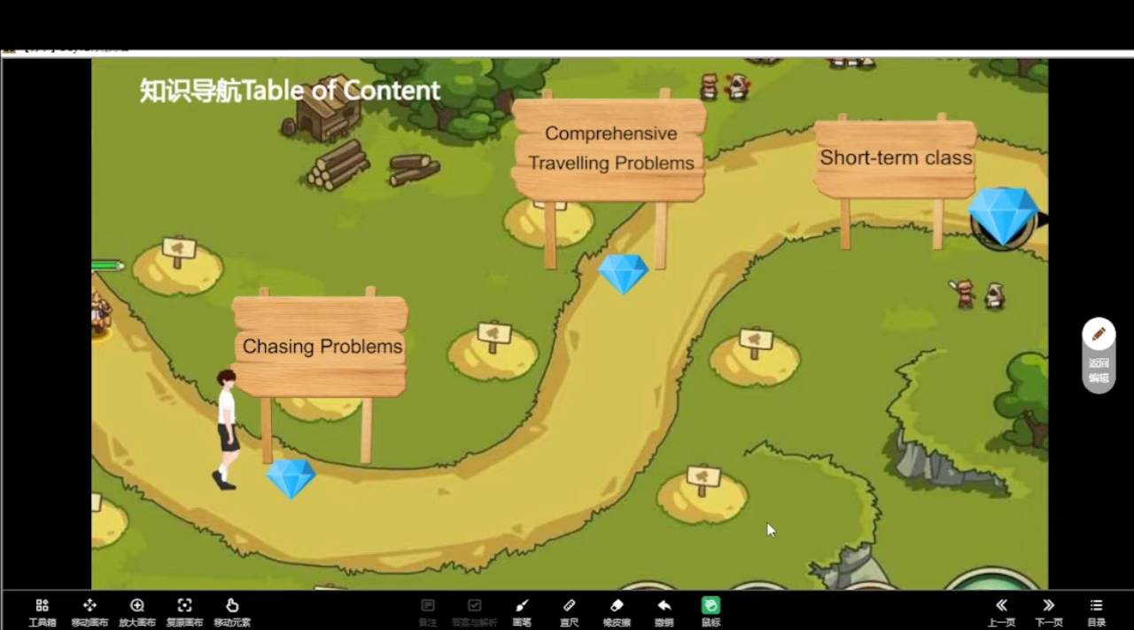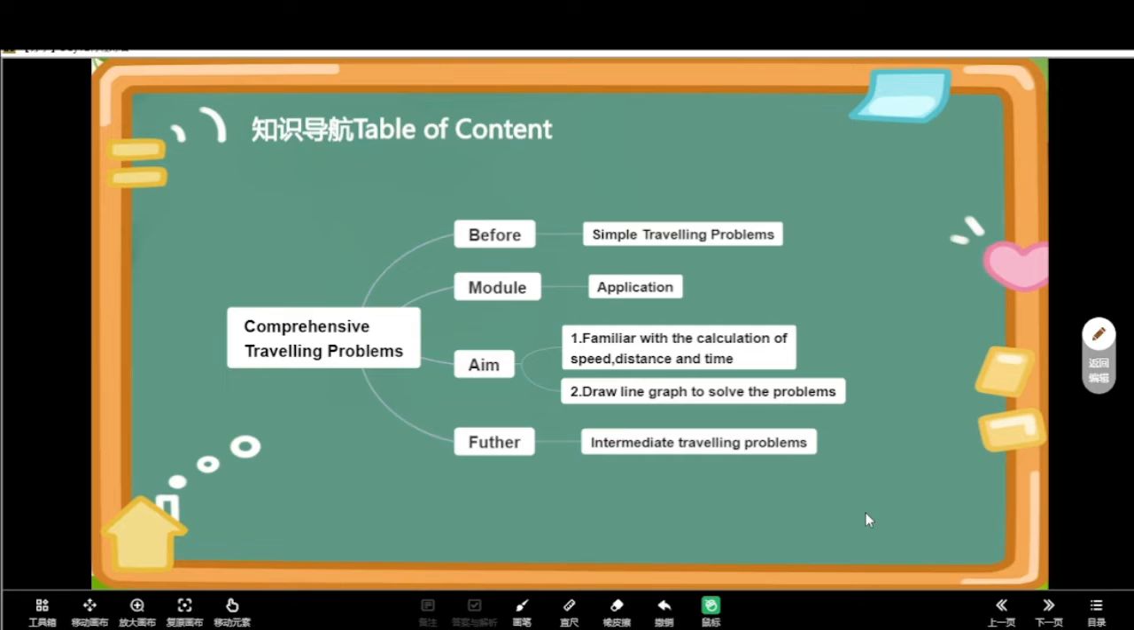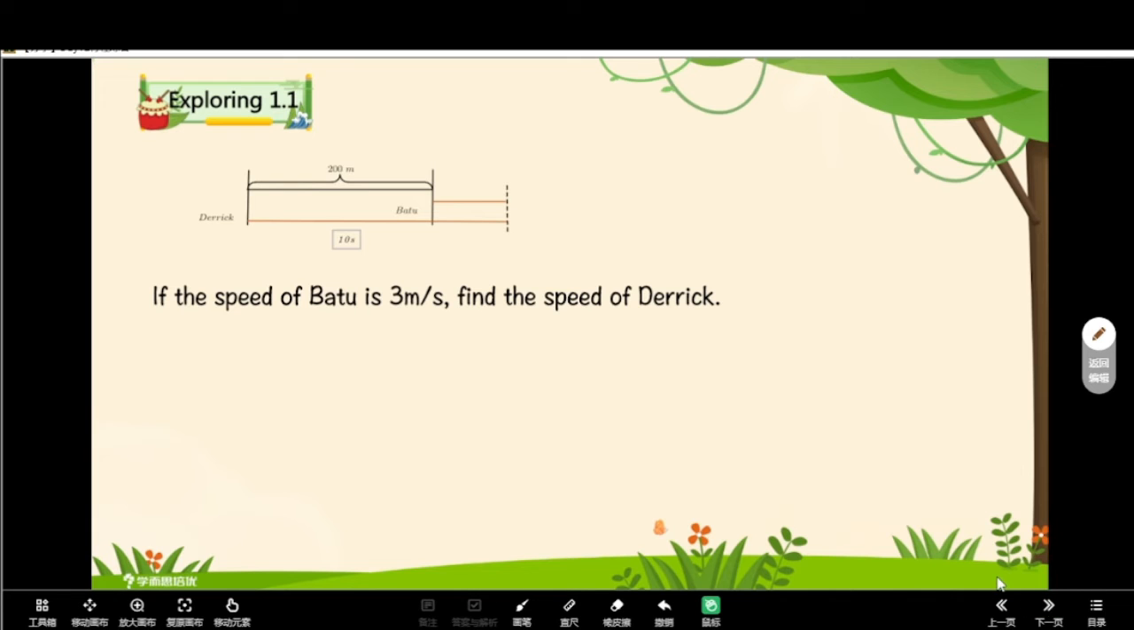Today, we are going to talk about the comprehensive traveling problems, and later on we will have our short-term class. And this is the table of contents. Okay, let's begin with our exploring one.